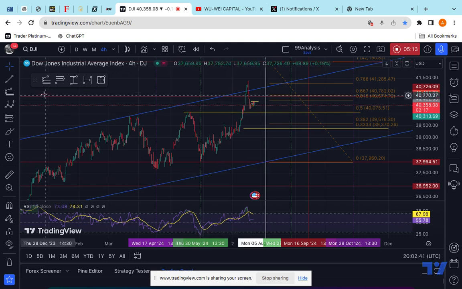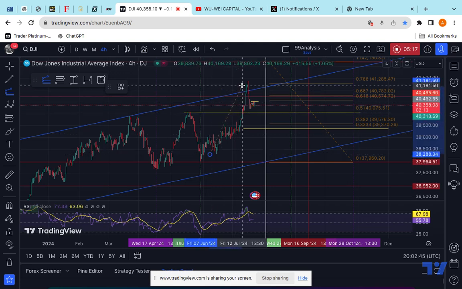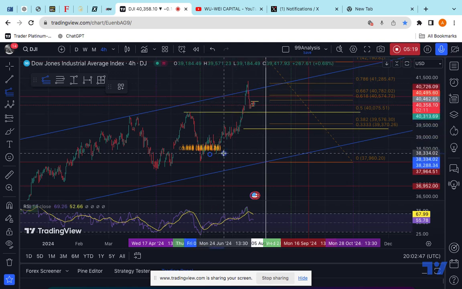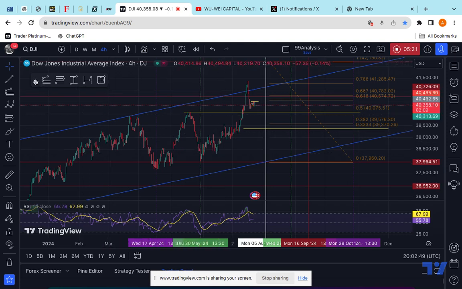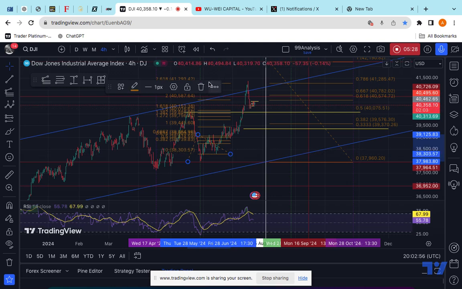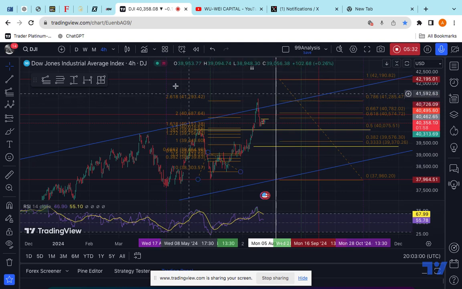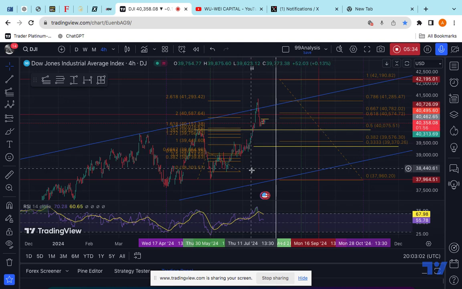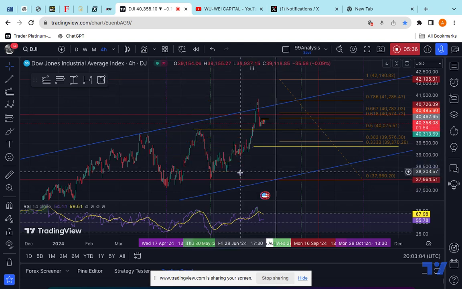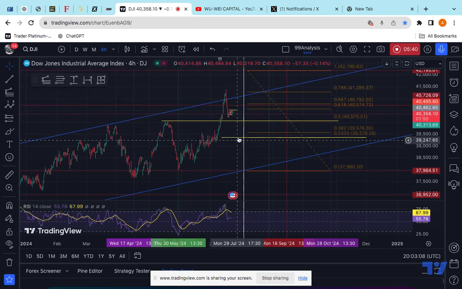And let's measure this wave 3 here, and we can see that this wave 3 is an extended wave 3. It's an extended wave 3 ending on the 2.61. Therefore, if we are having an extended wave 3, it is okay for us to have a double retracement. That means it's okay for price to come down below here.